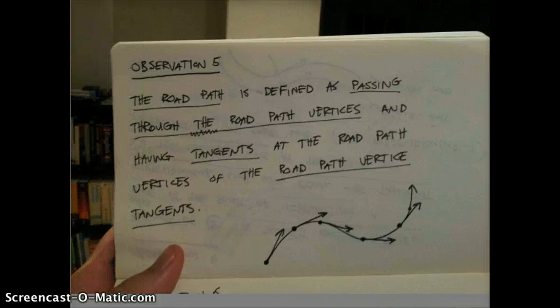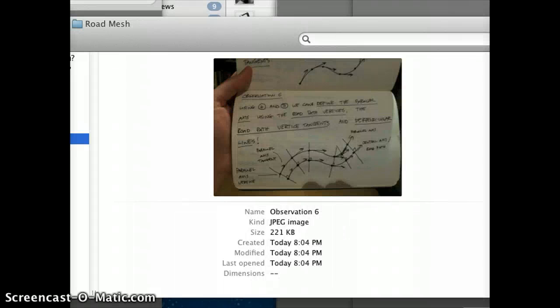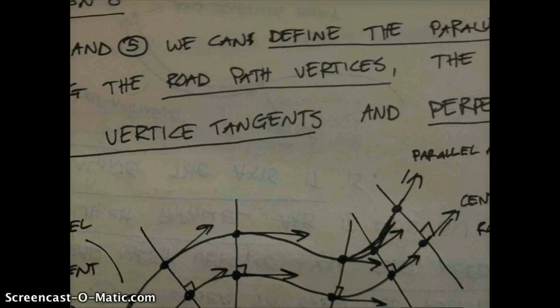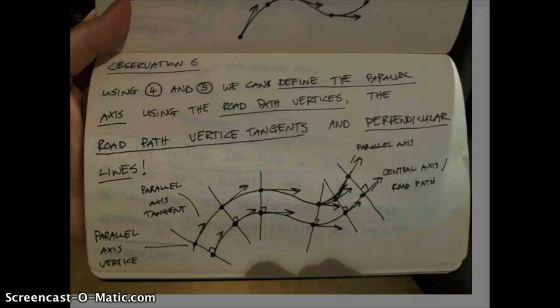The road path is defined as passing through the road path vertices and having tangents at the road path vertices equal to the road path vertex tangents. Okay, so it's just saying that there's two things. We've got these vertices and we have tangents coming off the vertices. And those together define this path. The path has to both go through these points, and the path tangents have to be equal to the tangents here. Right? That's how we're defining the path of the road. And the path of the road is the same as the central axis.